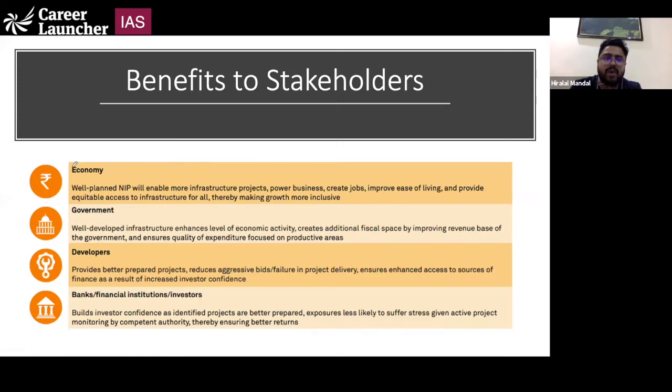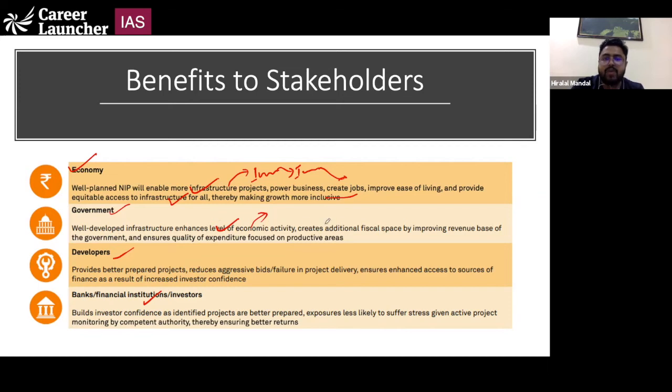This can also be said about the various stakeholders. If you look at the stakeholders, they are the economy, government, developers, and banks and financial institutions. All of these will benefit under this program. The economy will benefit because more infrastructure will be created. If more infrastructure is created, more investors will come into the country, more industry will be set up, and more jobs will be created in the country. Similarly, the government will also benefit because it will be able to garner money from the private sector to fund public infrastructure.